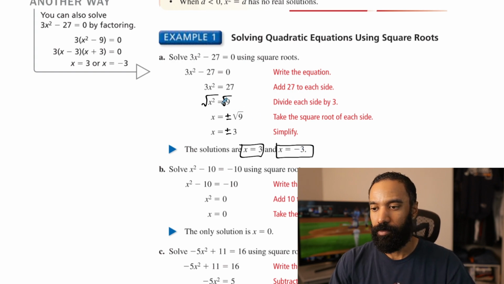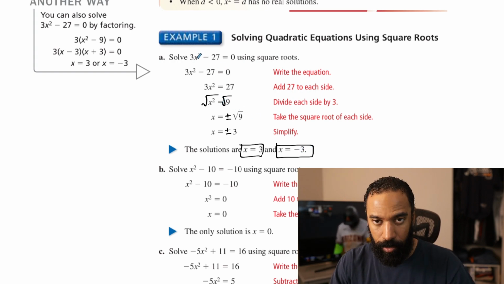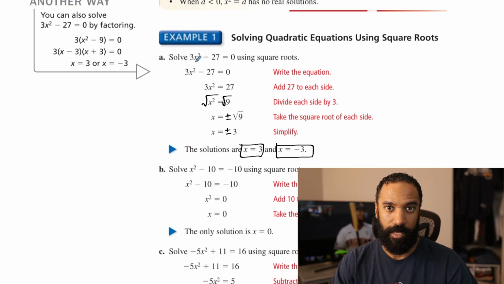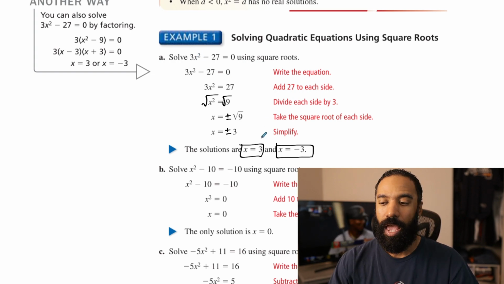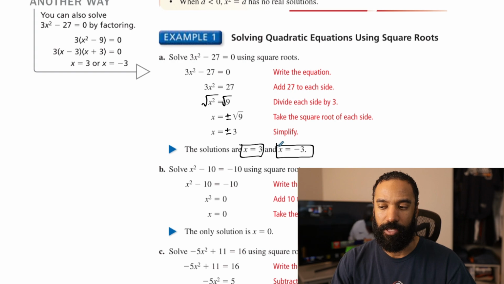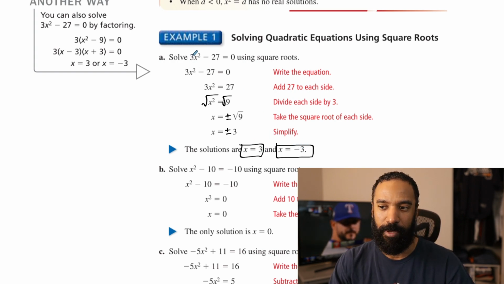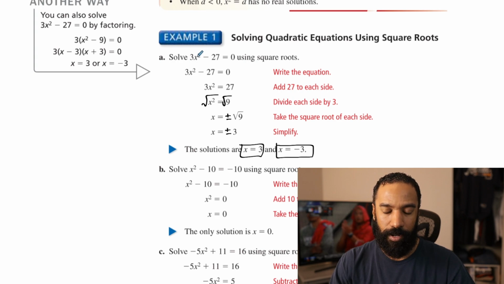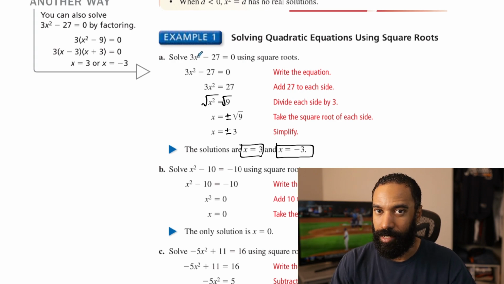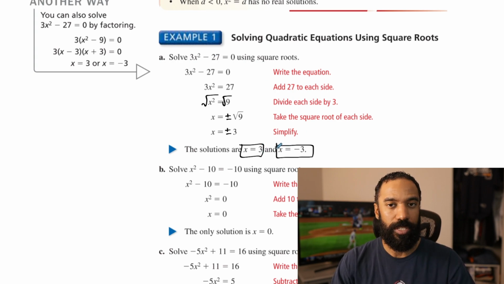You see, when we square a number, the result of squaring a number is positive, and we don't know whether that number was positive or negative to begin with. We need to account for the fact that this value may have been negative. Negative 3 squared is also 9, positive 9, times 3 is 27, minus 27 is 0. So both of these solutions are valid.